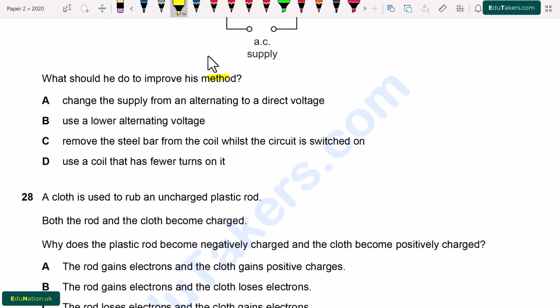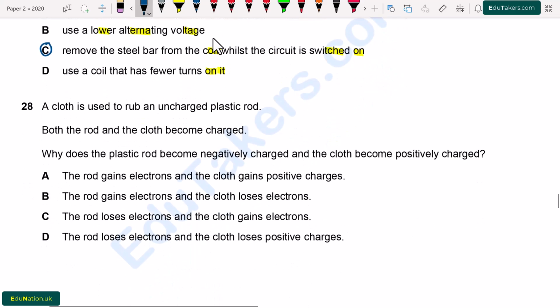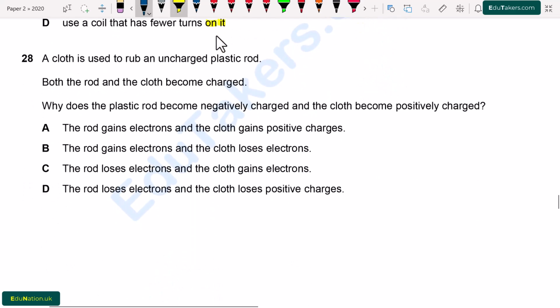demagnetization? Option A, change the supply from an alternating to direct voltage. B, use a lower alternating voltage. C, remove the steel bar from the coil while the circuit is switched on. D, use a coil that has fewer turns on it. So from here, he can demagnetize by removing the steel bar from the coil while the current is switched on. Option C is correct.